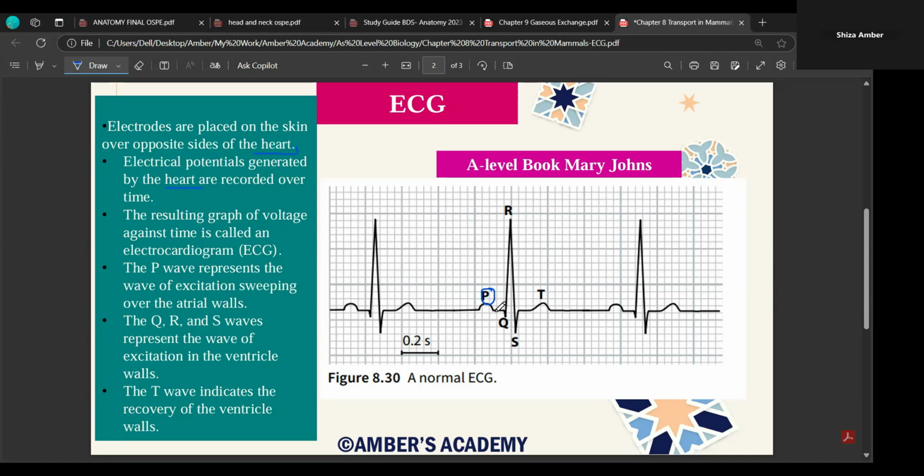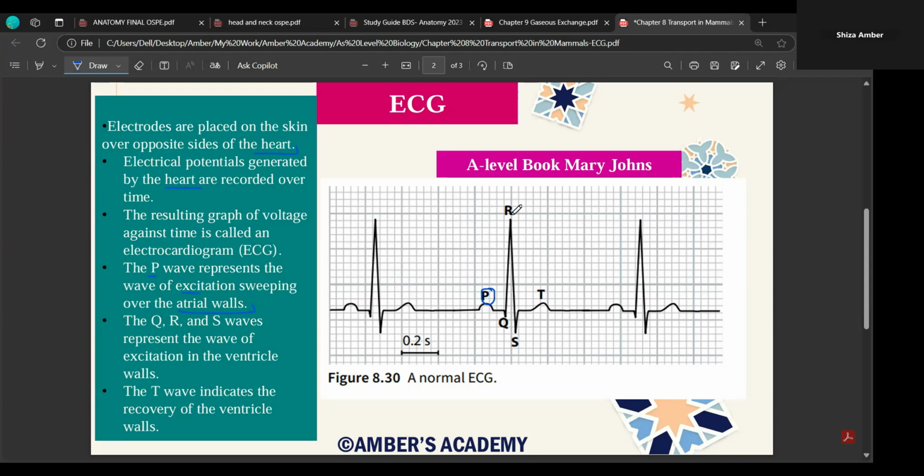Then you need to understand, because this question usually comes in your MCQ part, the meaning of the P wave. You see this slight elevation, which is known as the P wave. It is the slight elevation on the graph before the longer complex. Your P wave represents the wave of excitation which sweeps over your atrial walls, which means that P is your atrial systole. Whenever your atria are going to contract, it will generate a smaller elevation, which is known as P.